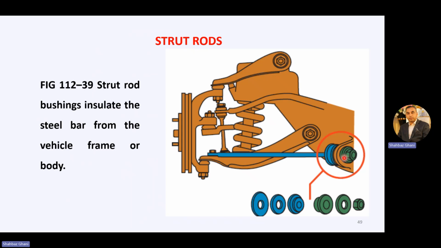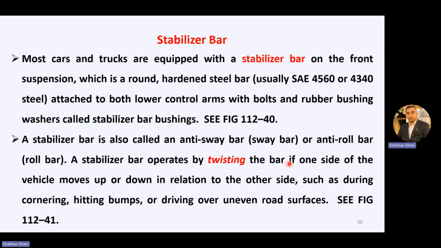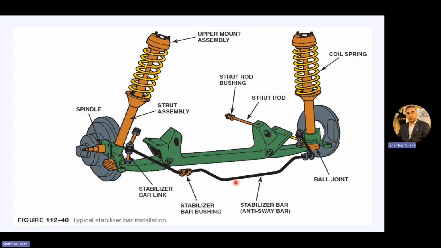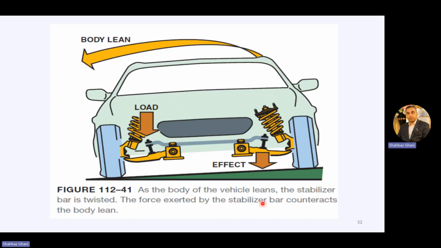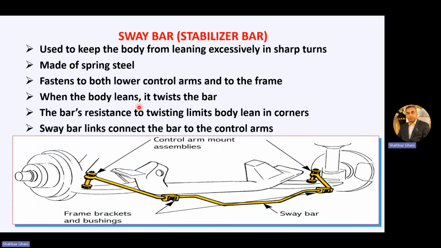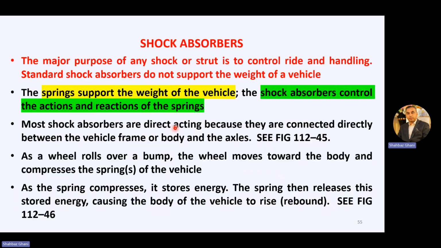Then we talked about the bushing. It should be insulated. It should have a shock absorber arrangement. Then we talked about the stabilization bar, which is present in most cars. And this is your stabilization bar, the stabilization bar link, the stabilizer bar bushing, and the stabilization bar. The same goes to the other side. It helps the body to lean when the stabilizer bar is twisted. These are a few characteristics of the stabilization bar.